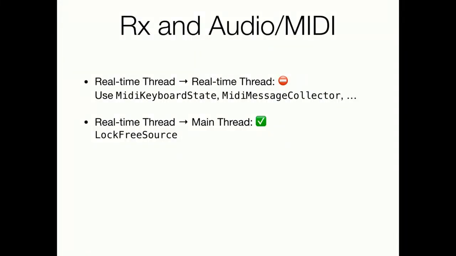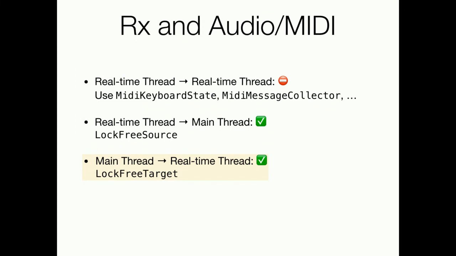But if you want to go from a real-time thread to the main thread, for example, or a JUCE message thread, this is possible, and you may need it if you're doing an oscilloscope or a spectrum analyzer where you have some data on the audio thread and you want to push it up to the main thread. There's a class called LockFreeSource, which guarantees that pushing into it does not lock, and the LockFreeSource is an observable, so you can then subscribe on the main thread and do all kinds of work there.